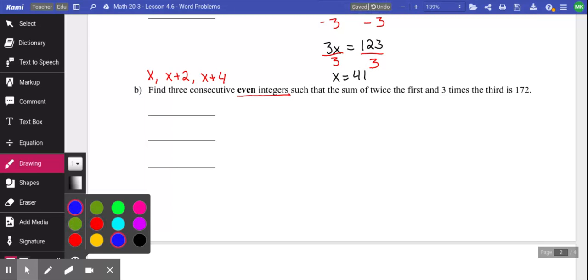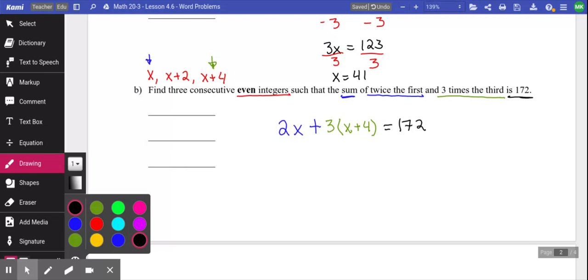Perfect. Then they give us a little equation. They say the sum, so we're adding, twice the first number. Okay, so the first number was x. So twice the first number. And 3 times the third number. That's the third number, x plus 4. So 3 times the third number means equals 172. That would be our equation. Twice the first number and 3 times the third number is 172.